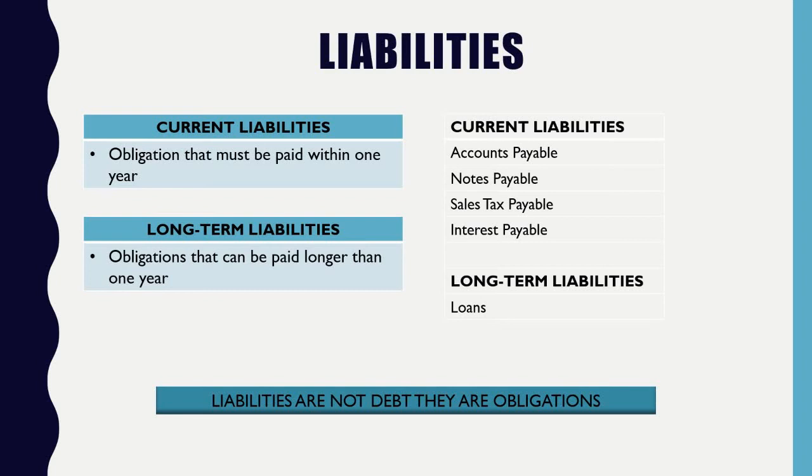Now, how do we categorize it? It's going to be based on how long you owe this person, vendor, or whoever you owe. It's going to be based on how long you owe them. So, for example, our current liabilities are typically going to be things that you owe within 30, 60, or 90 days. Okay.